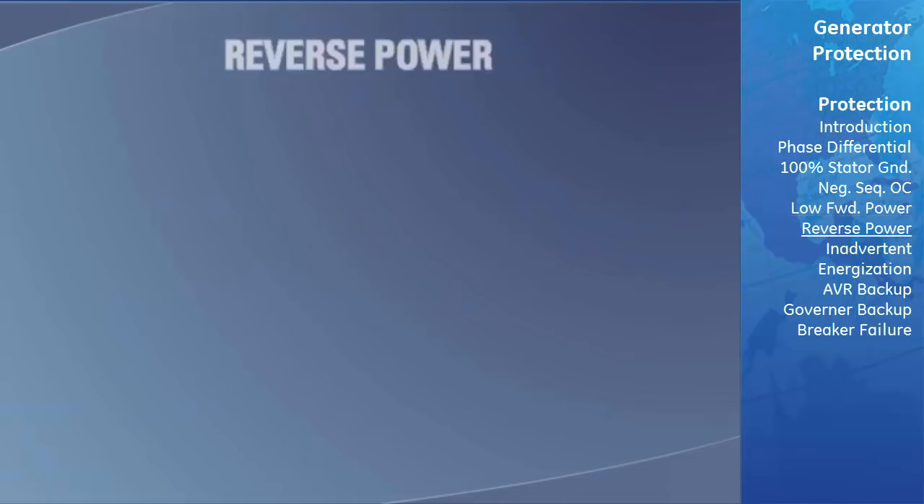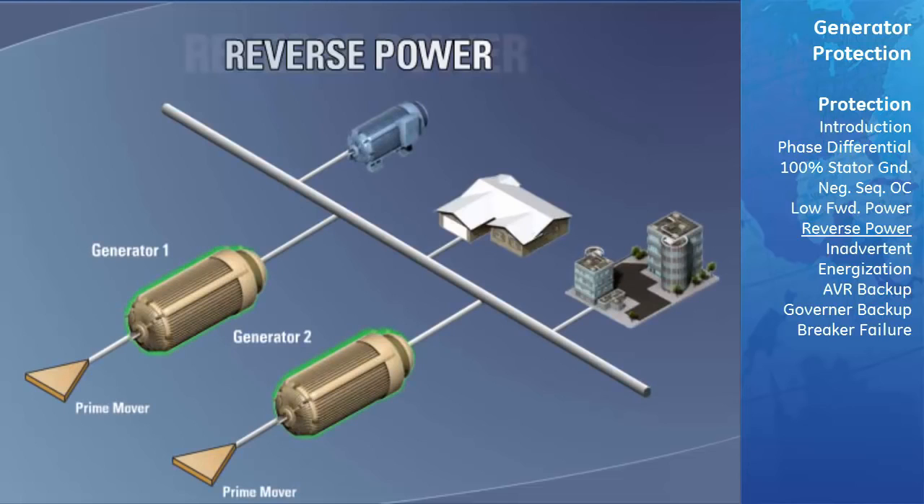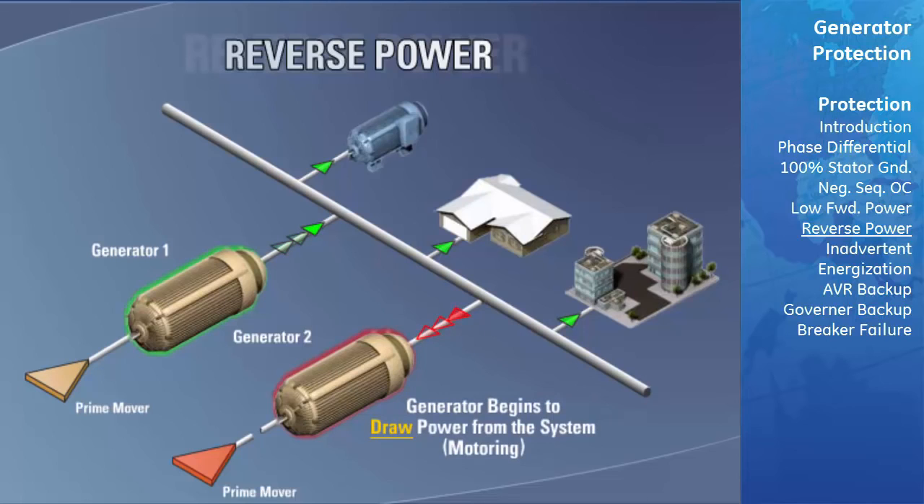The next primary generator protective element we will discuss is reverse power protection. Under normal conditions, a generator is expected to supply power to the connected system. Let's look at an example where the generator prime mover fails, that is, the source of mechanical energy fails. This generator, which is connected in parallel with another source of electrical supply, will begin to draw power from that source instead of supplying power. This phenomenon is also called motoring of a generator.